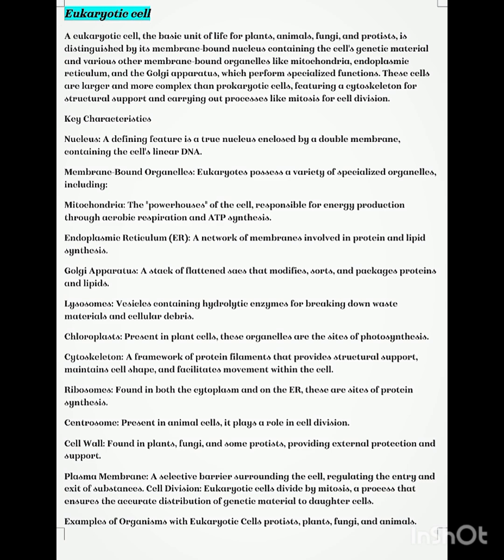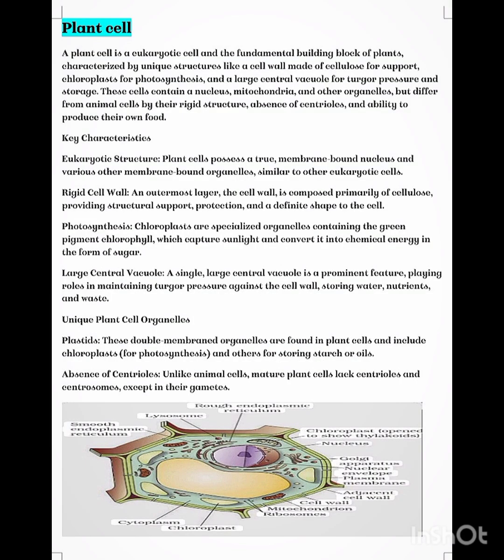Examples of organisms with eukaryotic cells. Plant cell. A plant cell is a eukaryotic cell and the fundamental building block of plants, characterized by unique structures like a cell wall made of cellulose for support, chloroplasts for photosynthesis, and a large central vacuole for turgor pressure and storage. These cells contain a nucleus, mitochondria, and other organelles, but differ from animal cells by their rigid structure, absence of centrioles, and ability to produce their own food.